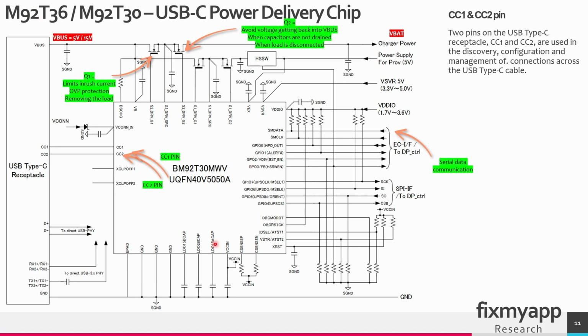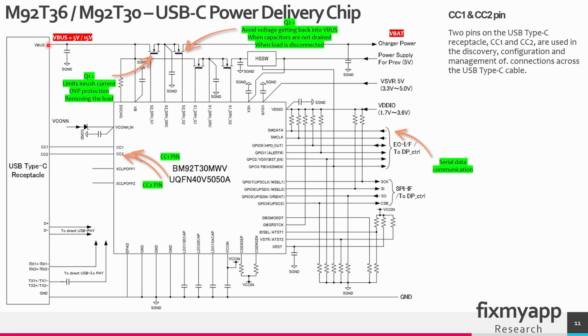This is a sample circuit of the M92T30. Here are the CC pins. The serial communication is done in this region, so you see the data line and the clock line. And this line goes straight to the APU. This is the USB-C port.